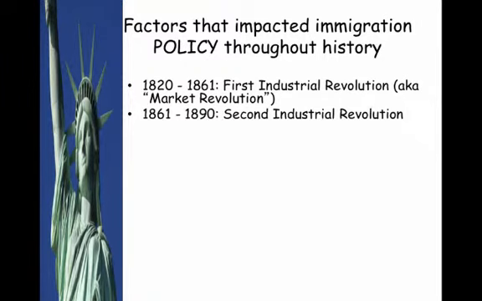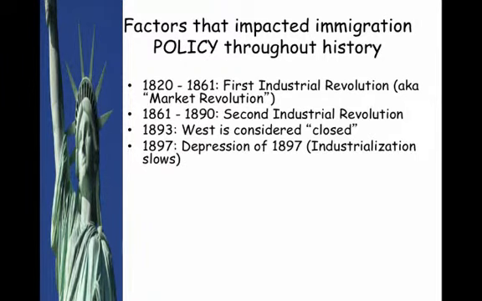and we do. However, by the 1890s, the economy begins to change. The western frontier is considered closed, meaning there's not much western land left. The Depression of 1897 hits. That causes industrialization to slow and people to lose their jobs. This is going to cause us to start to restrict immigration.